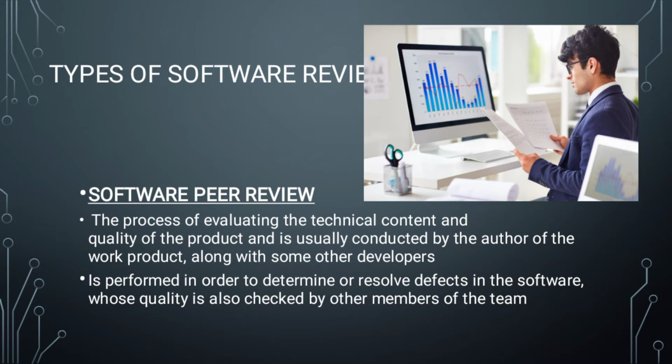According to the capability maturity model, the main purpose of peer review is to provide a disciplined engineering practice for detecting and correcting defects in the software artifacts, preventing their leakage into field operations. So in short, peer review is performed in order to determine and resolve the defects in the software, whose quality is also checked by other members of the team.